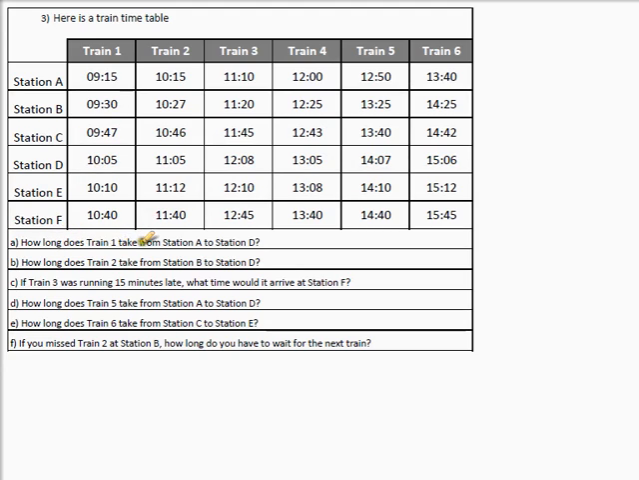How long does train 1 take from station A to station D? Okay, there it's station A, there it's station D. So how long is it from 9:15 to 10:05? From 9:15 to 10 o'clock is 45 minutes, and then there's another 5 minutes, so it's 50 minutes. Now you might find it useful to write it down and write a full hour in between.